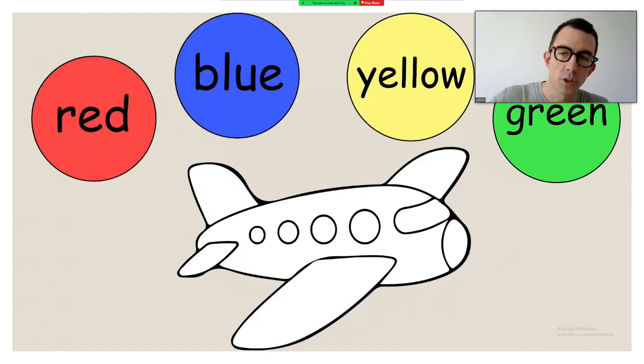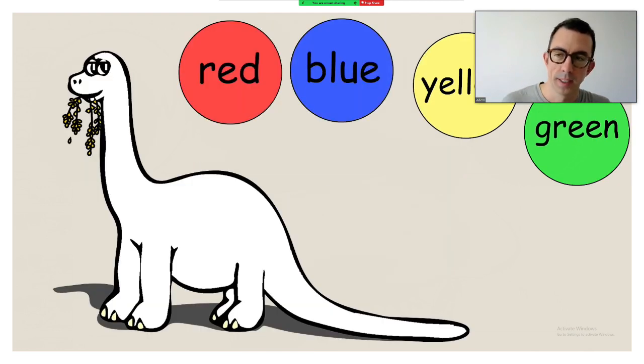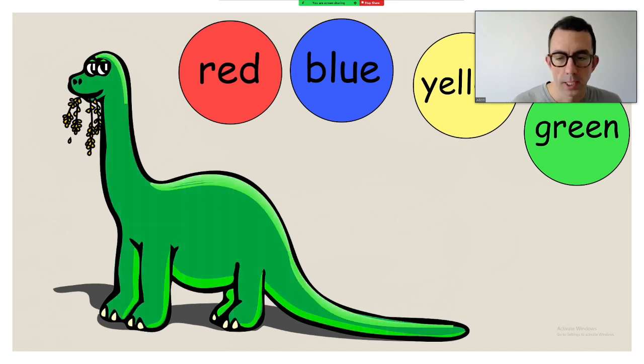Usually I give the children some options to choose from, so at least they have a good chance of guessing, or they can visually see the colors that they have to choose from.